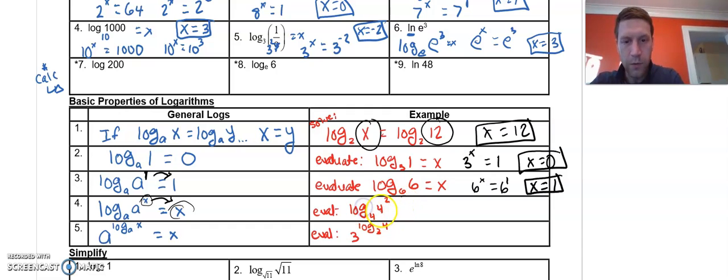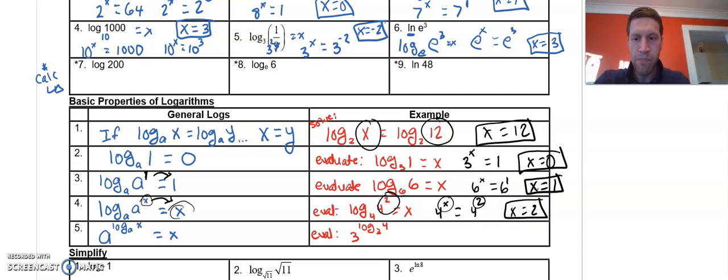Again, here's log base 4 of 4 to the second. So I'm plugging in some numbers here. Let's set that equal to x. Let's convert it. So 4 to the x equals this value, 4 to the second. This is why that's going to be true. I have the same bases, so the exponents have to be equal. So that would equal 2.